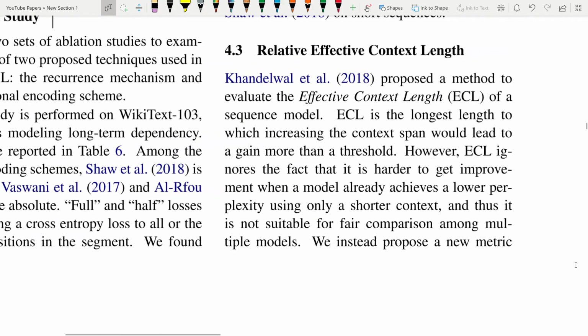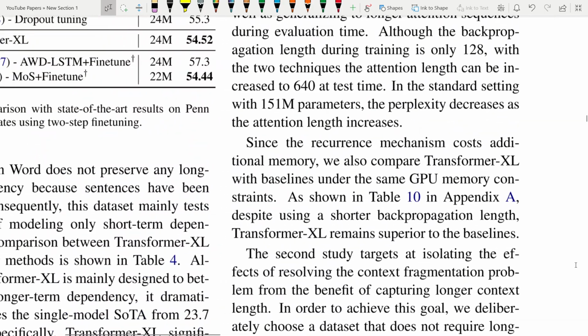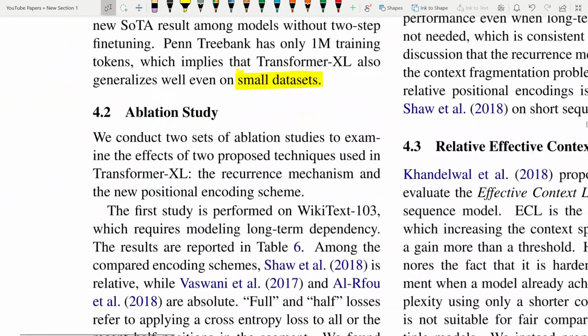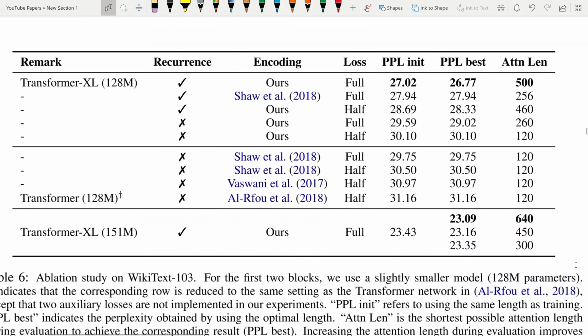All right. So here is a bit of an ablation study. I'll just jump to the table for now. In this particular ablation study, as you can see, this is basically to compare the features of the relative positional encoding and the segment recurrence part. Some of these have recurrence and some of these don't. The ones which have recurrence perform a lot better as compared to the others.